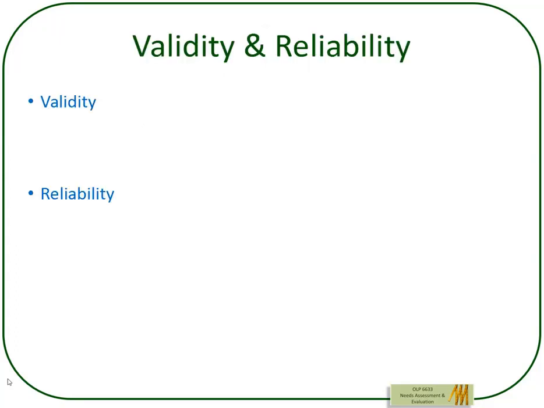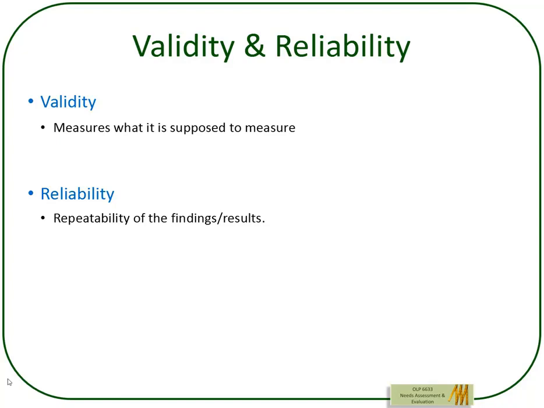Now, I also wanted to talk about validity and reliability. In your reading for this week, the authors talk about validity and reliability. So generally speaking, when we talk about validity and reliability, validity means, does the thing measure what it's supposed to measure? So whether it's an evaluation design, whether it's a survey, whether it's a test, whether it's something else, does it measure what it's supposed to measure? That means, is it valid or is it not valid? Reliability, on the other hand, refers to the repeatability of the findings.